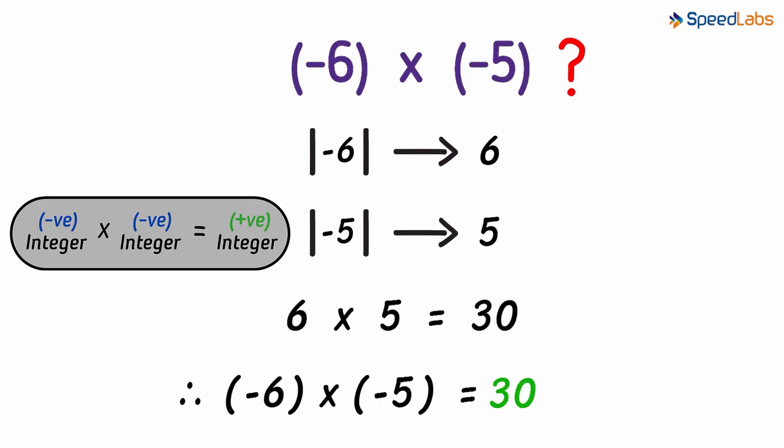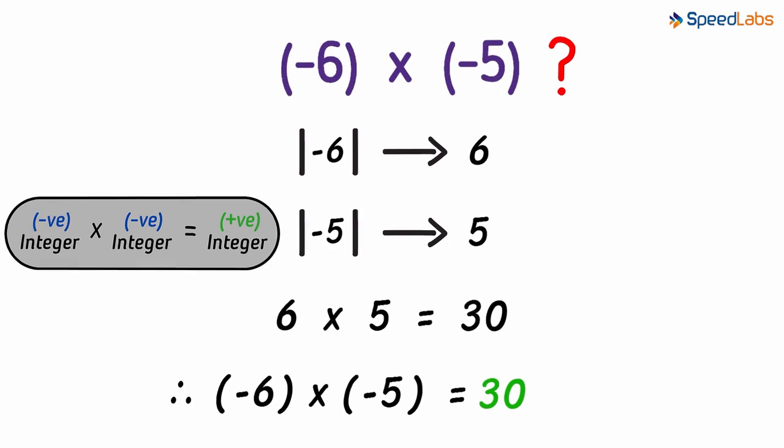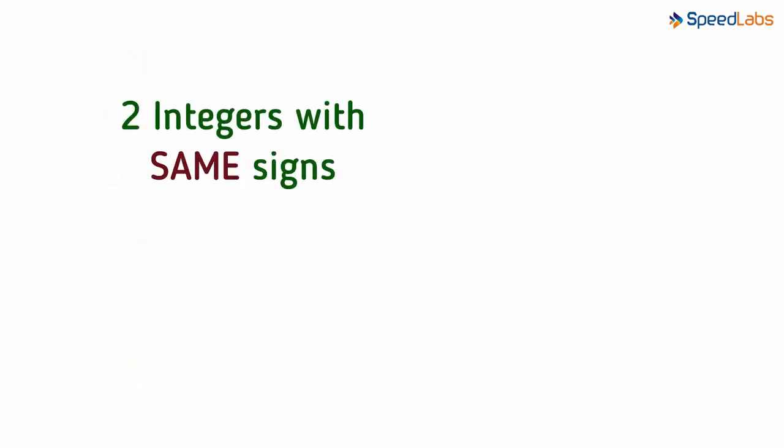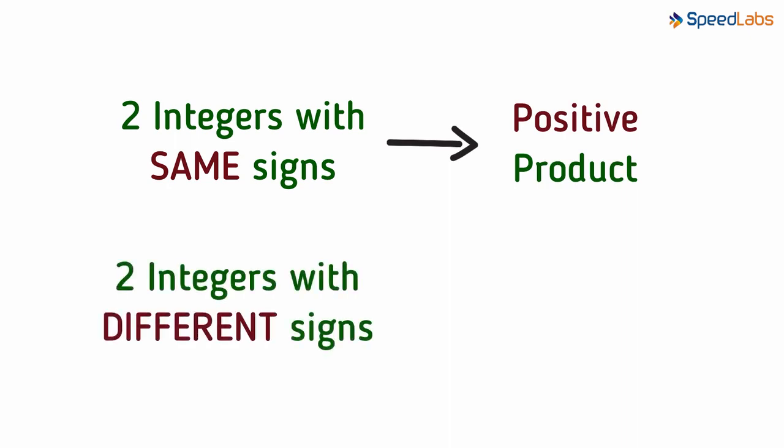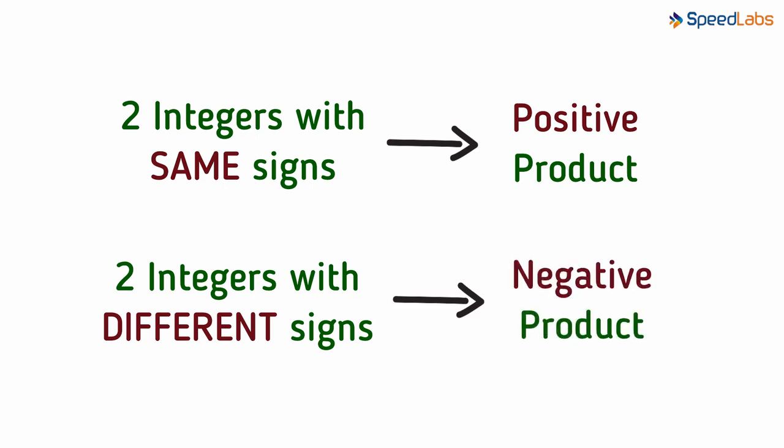That was easy, right? So what could be our overall conclusion about the sign of the result of a product of two integers? If the sign of the two integers is the same, then the product will be a positive integer. And if the sign of the two integers is different, then the product will be a negative integer.